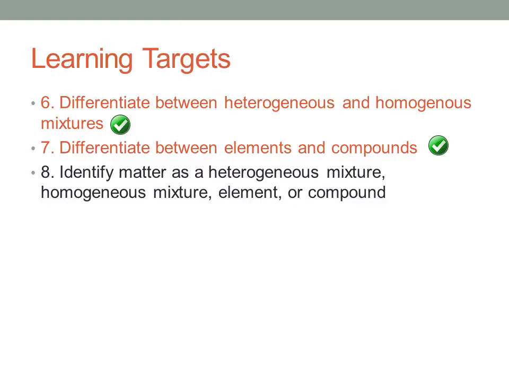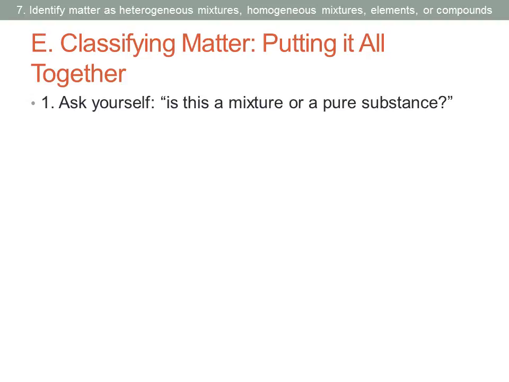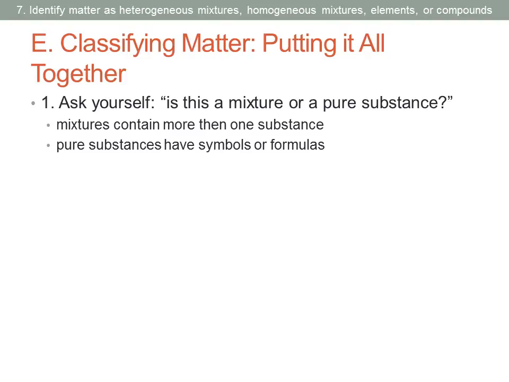The last thing we want to be able to do is combine what we've learned here about mixtures and pure substances, and we want to be able to identify matter as a heterogeneous mixture, homogeneous mixture, element, or compound. So when you're asked to do this, you just want to ask yourself, is this matter, is it a mixture, or is it a substance? And remember that mixtures contain more than one substance. Pure substances have symbols or formulas. So in other words, if you can write a symbol or a formula for it, you know it's a pure substance.